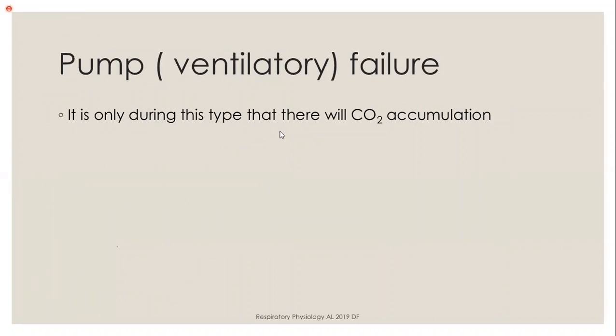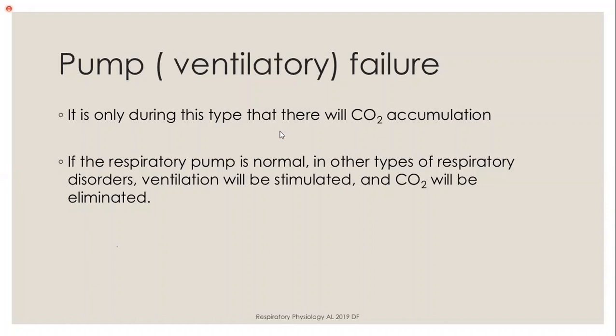Now, one important thing that you need to remember, students, again, this is a very, very important thing, so that is why I am repeating this again and again. It is only during this type of failure that there will be carbon dioxide accumulation in blood and in tissues. In ventilatory or pump failure, where there is hypoventilation of alveoli. Because if your respiratory pump is normal, if there is a carbon dioxide excess in the body, through regulatory mechanisms, the respiratory pump will work harder and faster, and there will be carbon dioxide elimination. So therefore, it is only during this pump or ventilatory failure that you will see accumulation of carbon dioxide. Right? So this is what I just said.